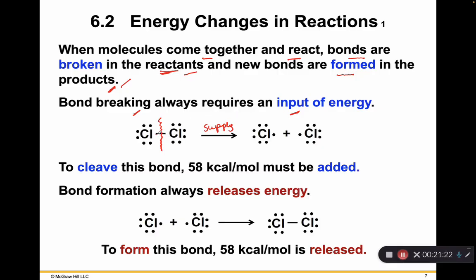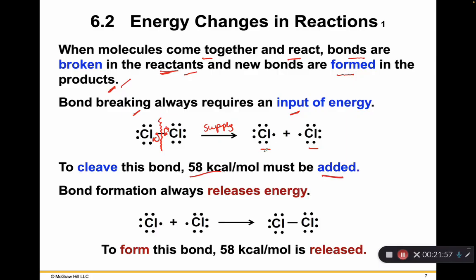When you break that, since it is a single bond formed by sharing of two electrons, one electron will go to the first chlorine and the second electron will go to the second chlorine, and we have two separated chlorine atoms, right? So to cleave that bond, we need to supply energy of something like 58 kilocalories. To break 1 mole of chlorine molecules, we need to add that much energy.